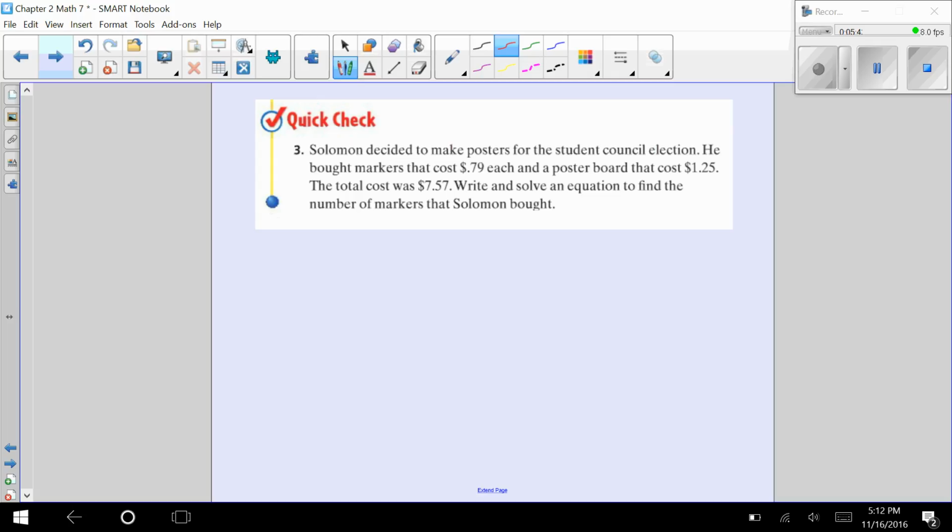So try this one. Solomon decided to make posters for the student council election. He bought markers that cost 79 cents each and a poster that cost $1.25. The total was $7.57. Write and solve an equation to find the number of markers. So he starts off 79 cents each. That tells me multiplication, but what am I multiplying by? There's our variable. So 0.79x. He also bought a poster board, which is addition, 1.25, and the total is 7.57.